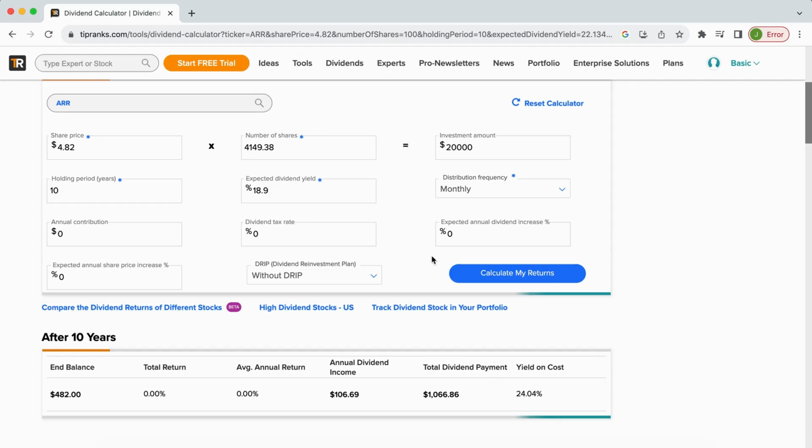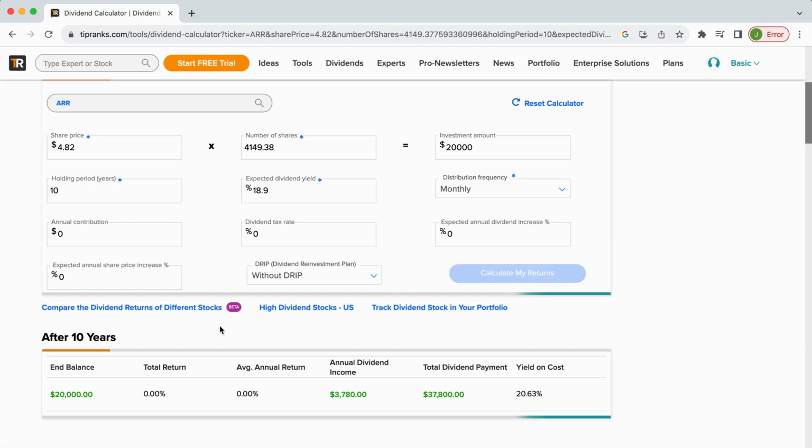So we're going to do this without taxes because, as I understand, the taxes are going to be taken into account based on your tax bracket, and so for each individual it's going to be a far different solution and situation. So we're going to go ahead and calculate my returns without DRIP enabled.